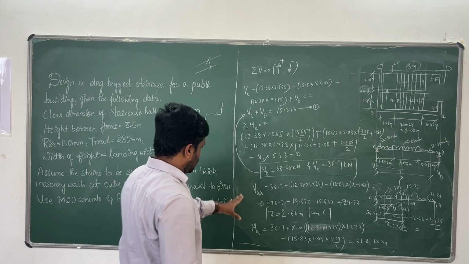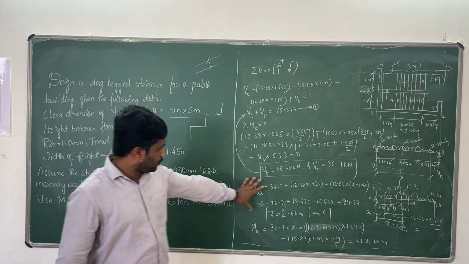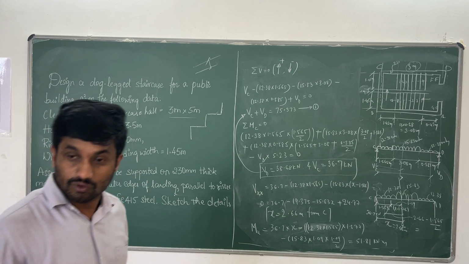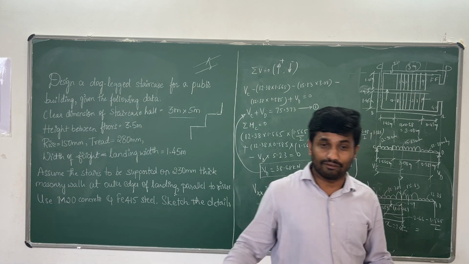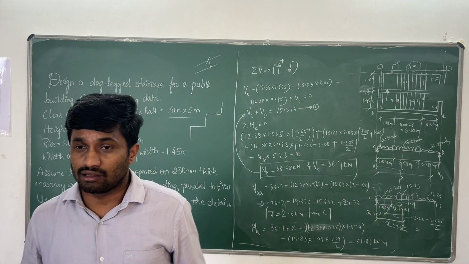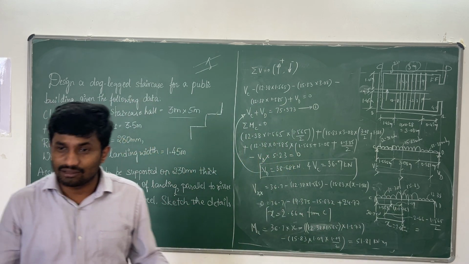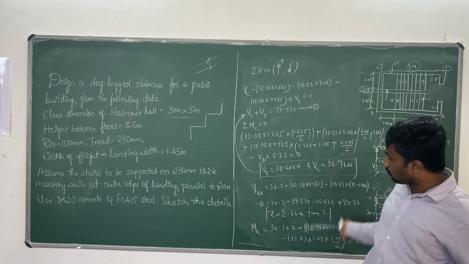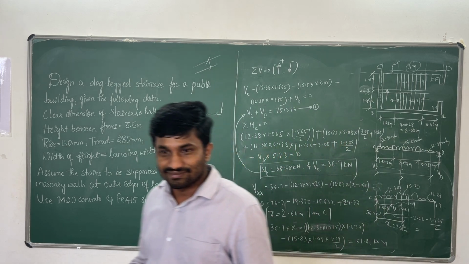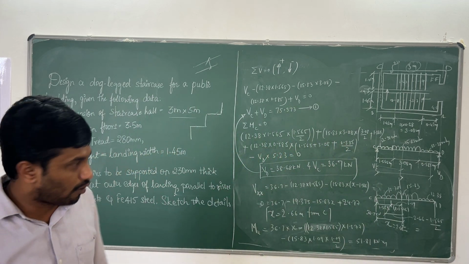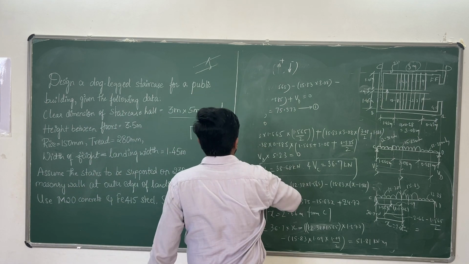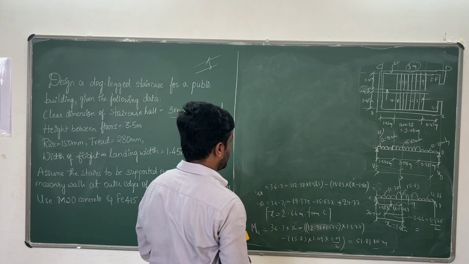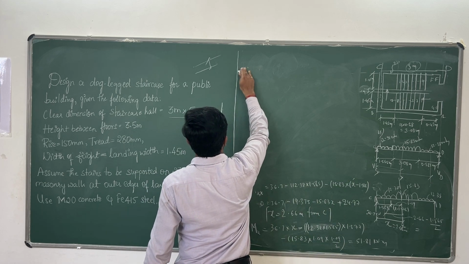Once we got the maximum moment using the concept, next, check for depth. So we are having all values: depth, waist slab thickness, tread, rise. Now our duty is to check whether the given or assumed details are right or wrong for this moment. That is the next step. Clear? Check for depth, step 3.